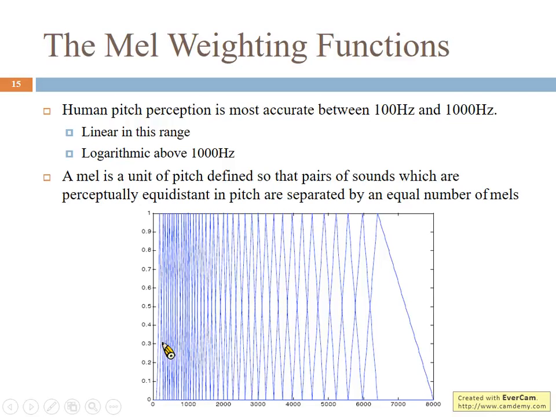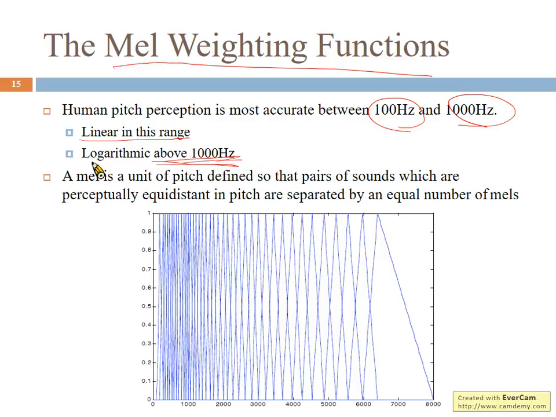So let's go into the details. One of the most important ideas of MFCC is the definition of the Mel weighting function. Human pitch perception is most accurate between 100 Hz and 1000 Hz. So we divide this frequency range linearly, and we divide the frequency range above 1000 Hz logarithmically. A mel is a unit of pitch defined so that pairs of sounds which are perceptually equidistant in pitch are separated by an equal number of mels.